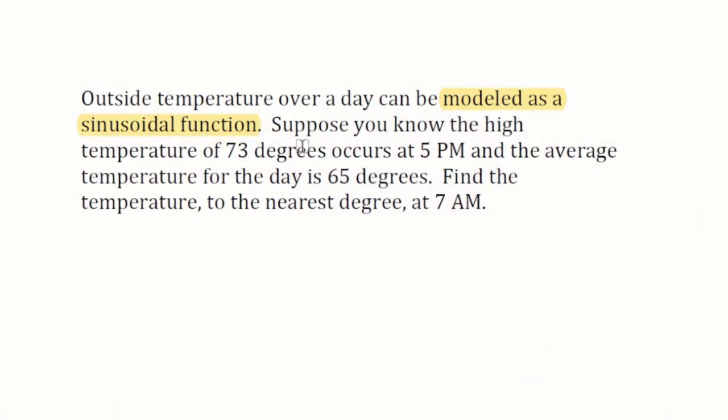So now let's identify the low and the high, in my recommended guideline. Suppose you know the high temperature of 73 degrees occurs at 5 p.m. and the average temperature for the day is 65 degrees. The high is 73. The entire wording did not give us a low, but it gives us the average temperature for the day, 65 degrees.